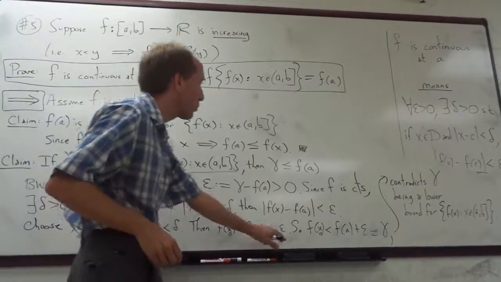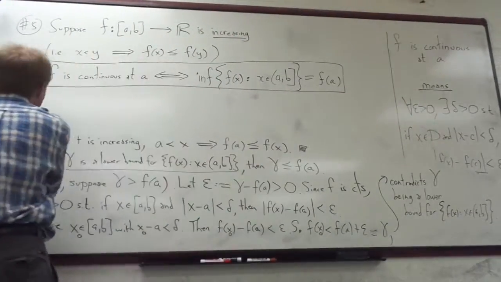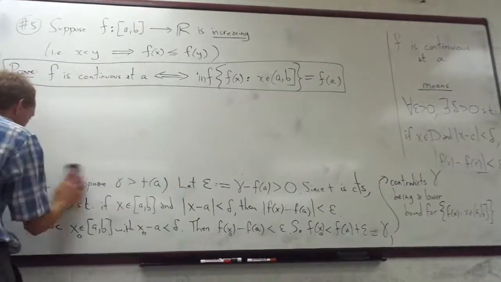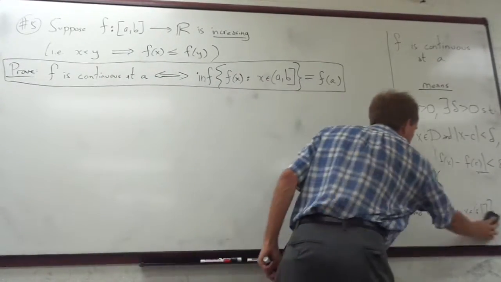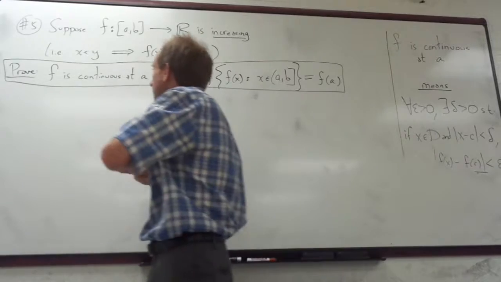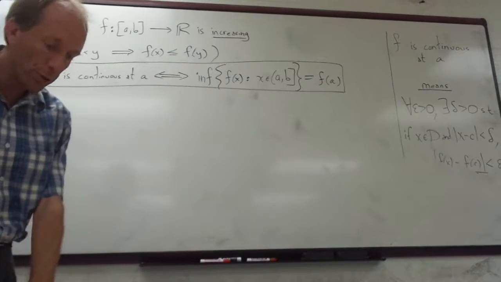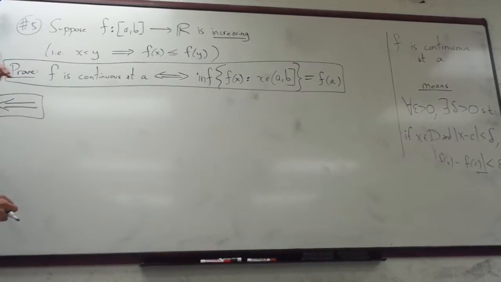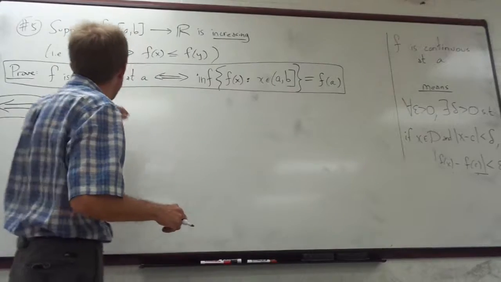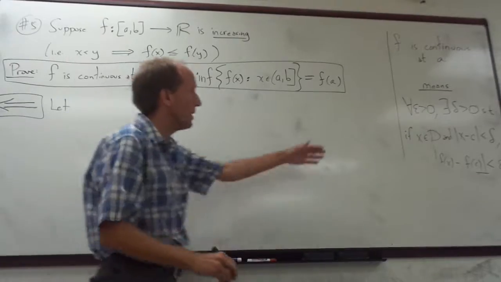Okay, let's do the proof the backwards way. Let's go back the other way. Erase this part here. Those of you watching at home can rewind this if you need to look at it again. Now, this is the last thing for today, we're just going to try and prove this way around. I'm going to assume that the infimum of f of x is equal to f of a, and I'm going to try to prove that f is continuous at a. So to prove that f is continuous at a, here's my definition over here.